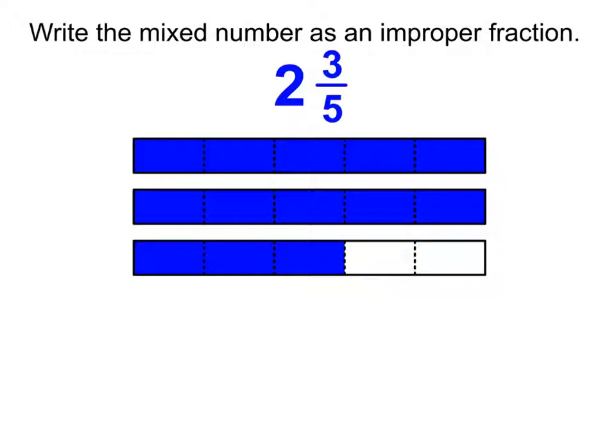Well, if I'm going to turn this into an improper fraction, basically what I'm doing is I'm counting how many fifths, individual little pieces that is, do I actually have shaded. And so you'll notice that there's like 5 in the first bar and 5 in the second bar and then 3 in the third bar. So there's a grand total then of 13 fifths shaded. And so that's the improper fraction, it's 13 fifths.